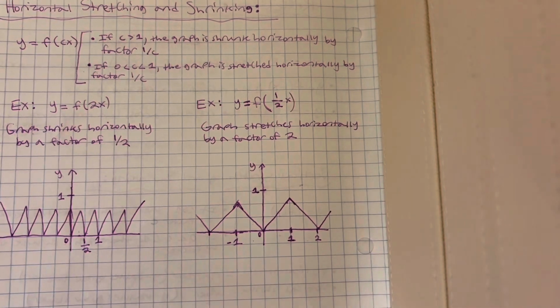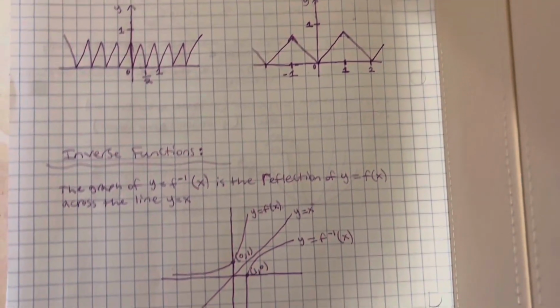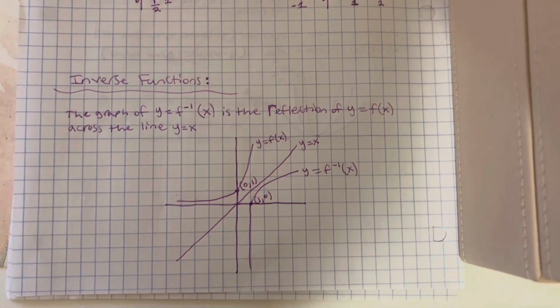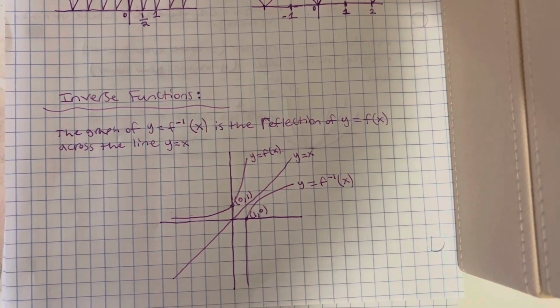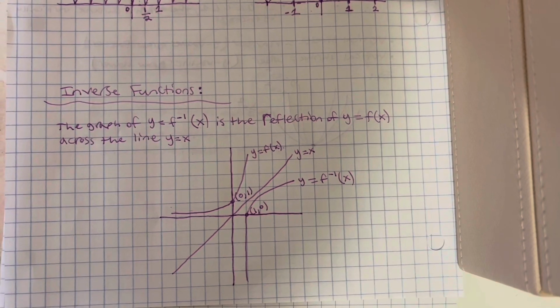And then for inverse functions, the graph of y equals f inverse of x is the reflection of y equals f of x across the line y equals x.